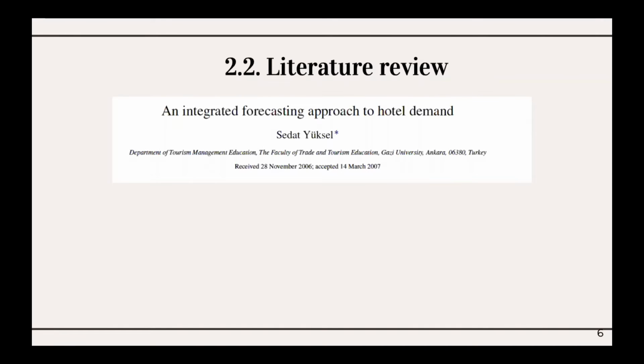Now I will go through the second article of our literature review. The authors of this second article forecasted the demand for a 5-star hotel in Ankara, Turkey, using 149 monthly series of data from 1990 to 2002.